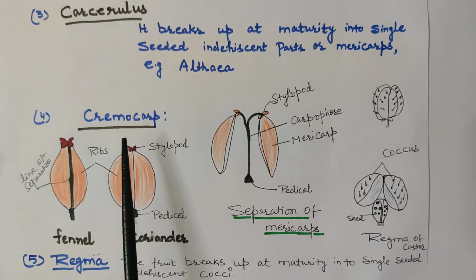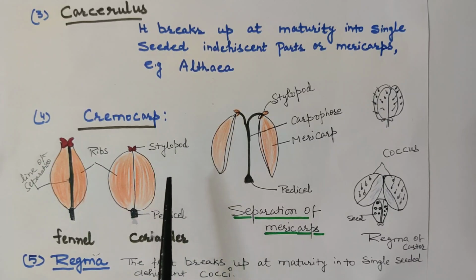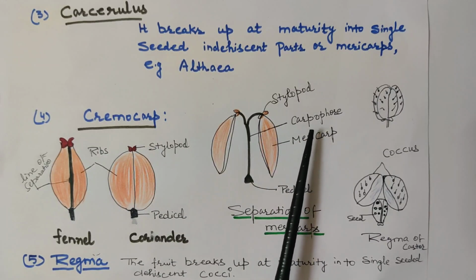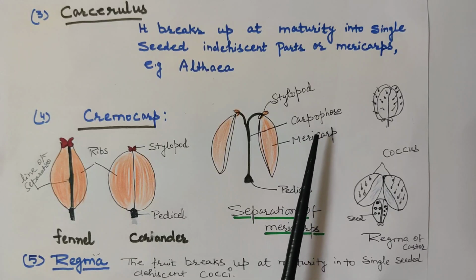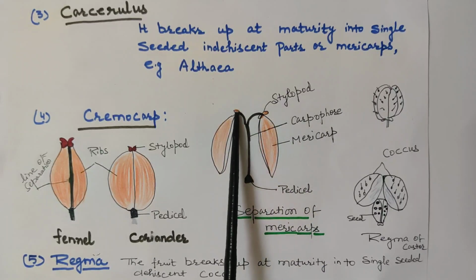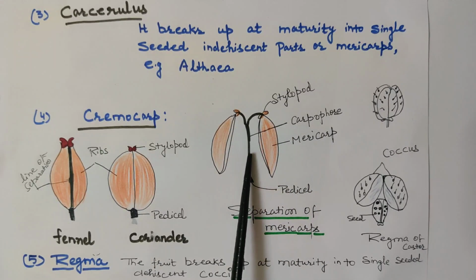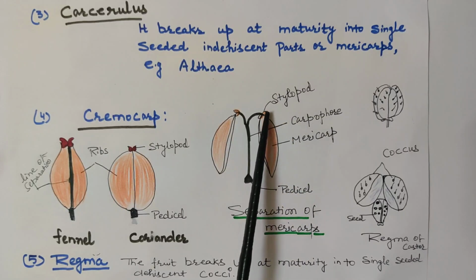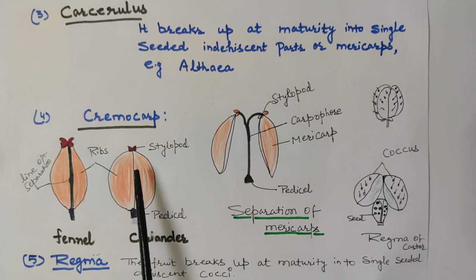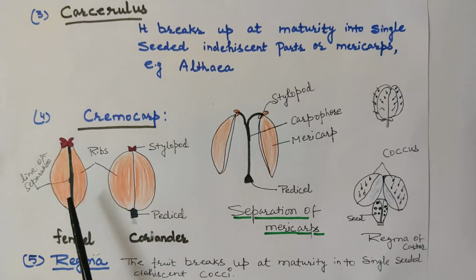The fourth type of schizocarpic fruit is cremocarp. In cremocarp, what type of arrangement can you notice? In cremocarp, the schizocarpic fruit has an internal axis, which we call carpophore, and a terminal stylopod. This structure is called stylopod. The main axis is called carpophore, and these structures are called stylopod. The fruit is formed from an inferior bilocular ovary. Cremocarp fruit examples are fennel and coriander.